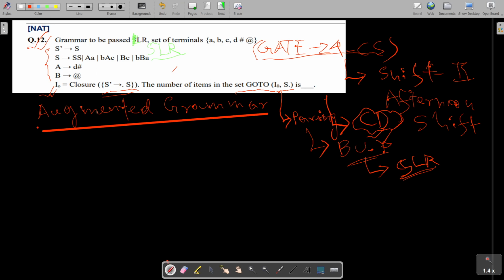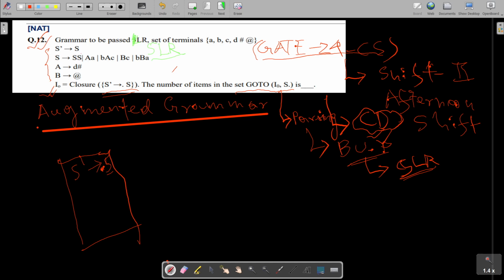So see here. First of all, in the box, write S dash goes to S, and we are computing the closure. For the closure, you have to put a dot symbol: S prime derives dot S. Now this is the non-terminal to be expanded. If it is a terminal symbol, no need to write the corresponding production. But if after the dot there is a non-terminal symbol, we have to write the corresponding productions of S.